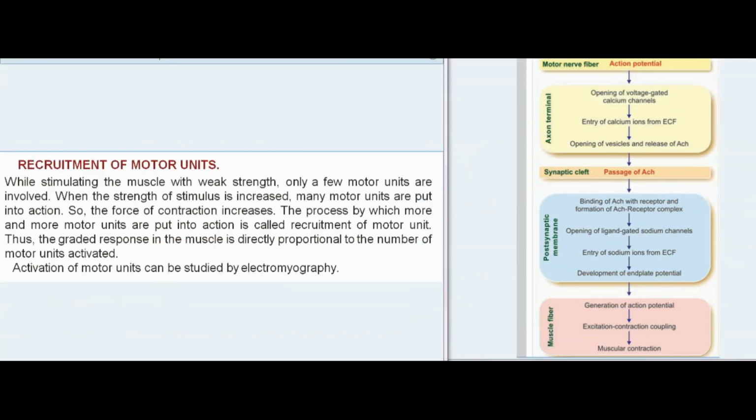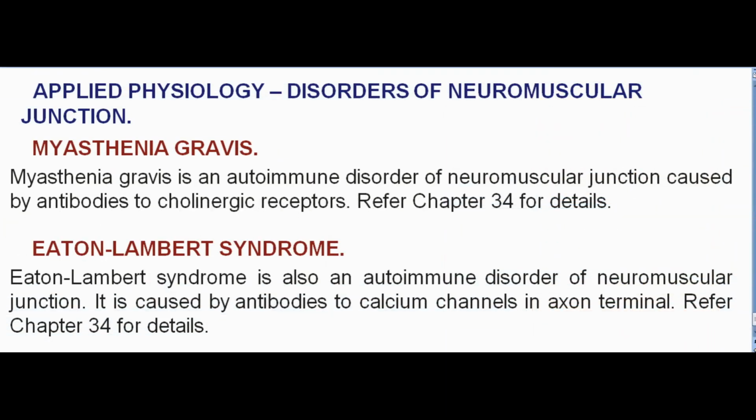Recruitment of motor units. While stimulating the muscle with weak strength, only a few motor units are involved. When the strength of stimulus is increased, many motor units are put into action. So, the force of contraction increases. The process by which more and more motor units are put into action is called recruitment of motor units. Thus, the graded response in the muscle is directly proportional to the number of motor units activated. Activation of motor units can be studied by electromyography.